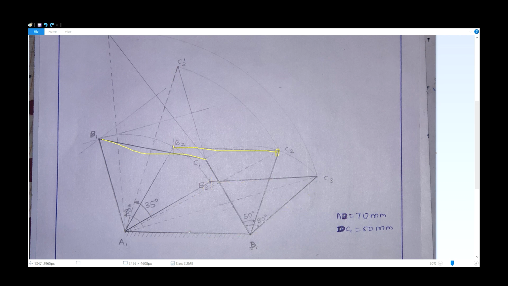So after getting three positions we can see that if we rotate A1 B1 35 degree in the right hand side, the D1 C1 will rotate 50 degree, and if we rotate 80 degree in the right hand side, the D1 C1 will also rotate 80 degree in the right hand side. So this is the required mechanism.